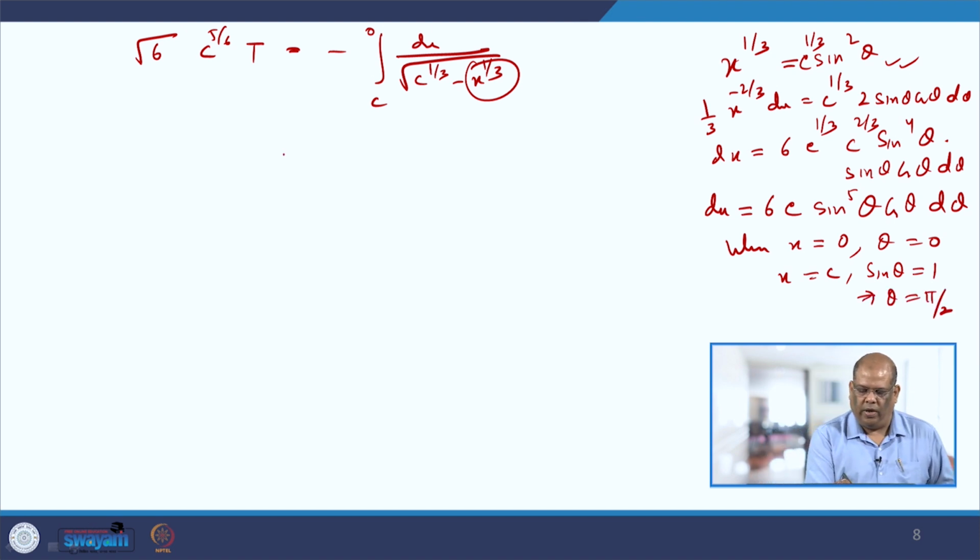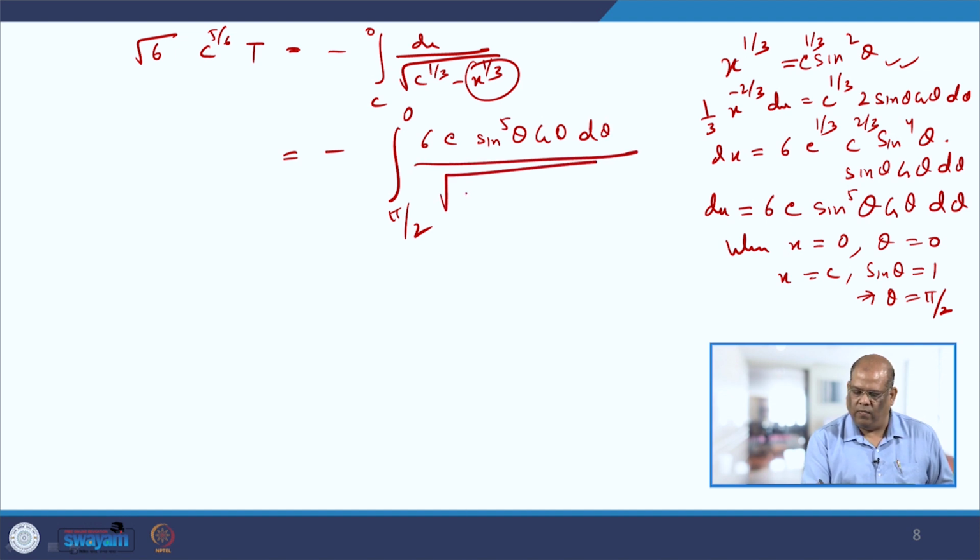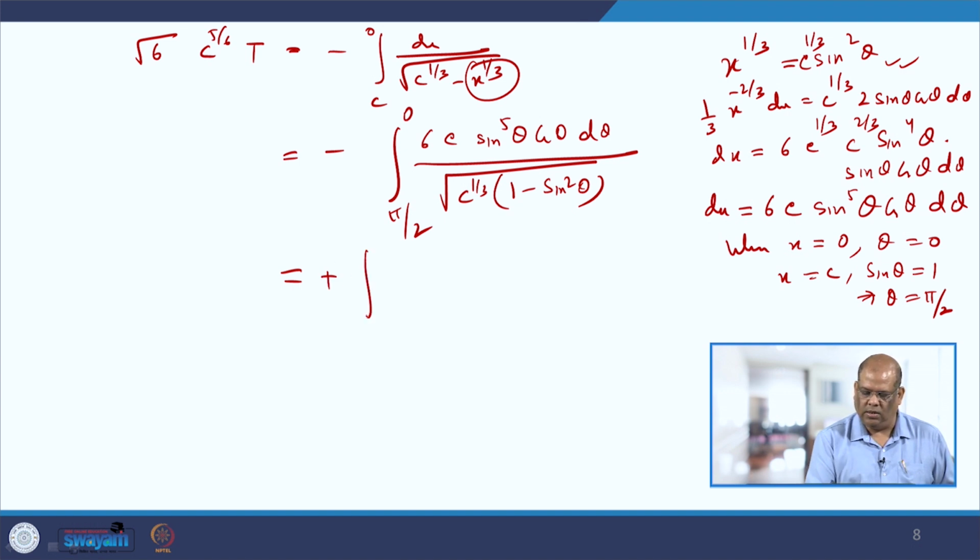So, if you now substitute here, you get for c this is pi by 2, for 0 it is 0, your dx is 6 c sine to the power 5 theta cos theta d theta divided by root of c to the power 1/3 times 1 minus sine square theta. Interchange the limit and adjust the plus sign. So, a minus sign, this will be plus 0 to pi by 2, the limits are interchanged.